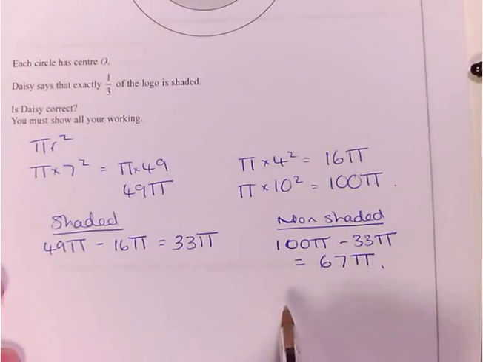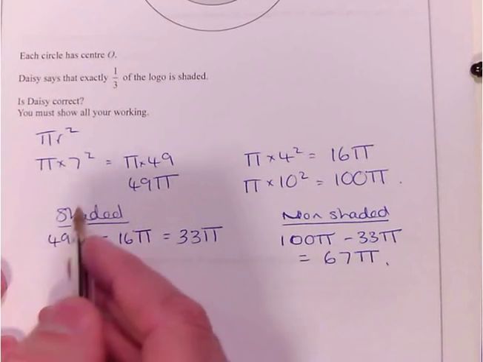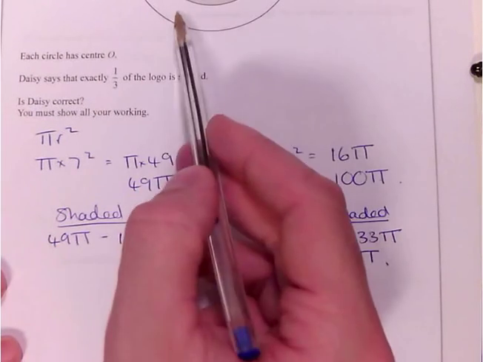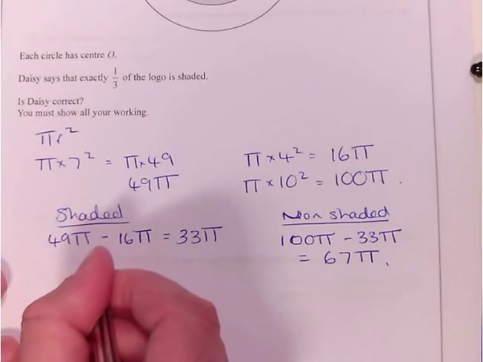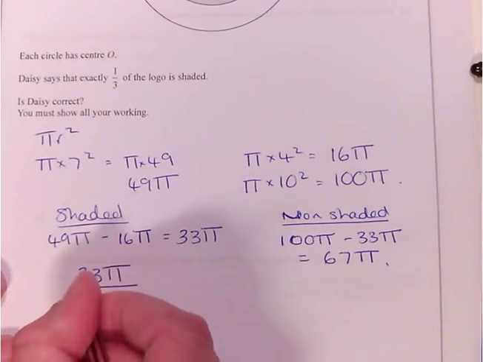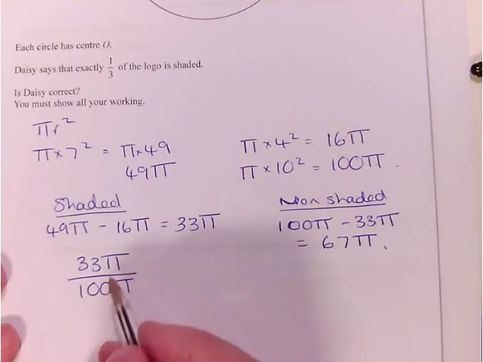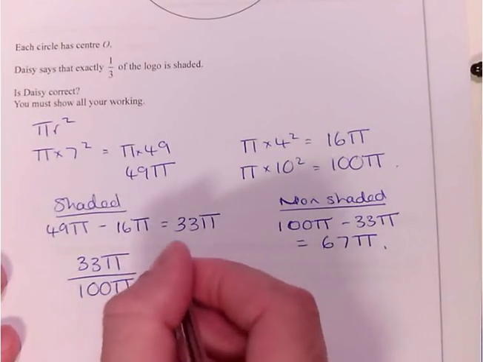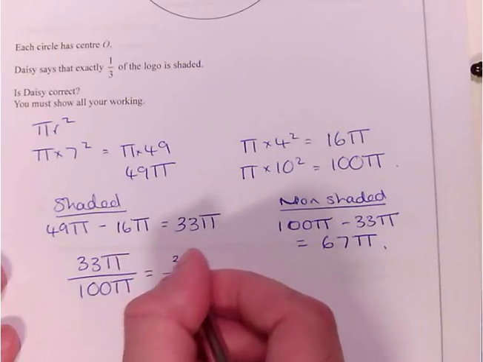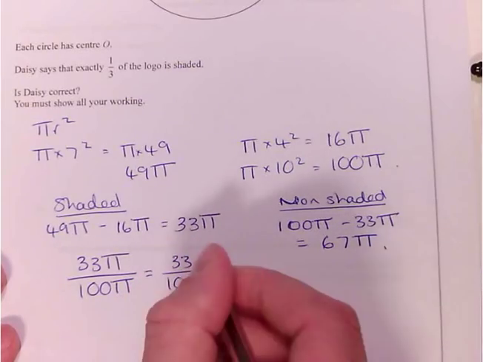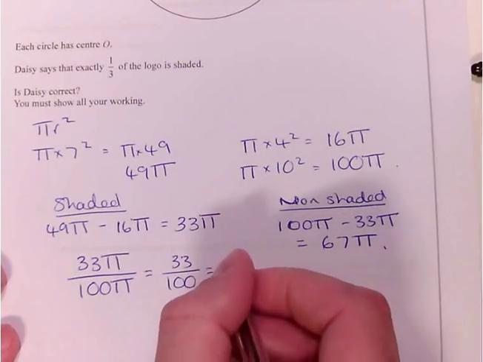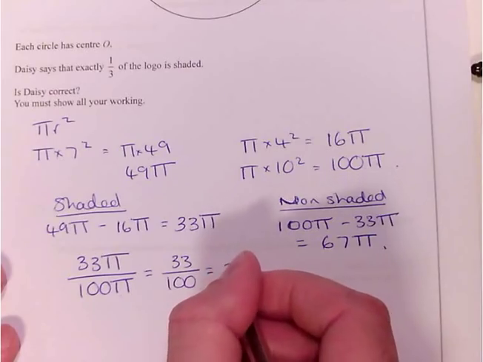But it's 33 pi out of 100 pi. That's the whole lot, isn't it? 33 pi out of 100 pi. The 2 pi's cancel out. 33 over 100, which is 33%.